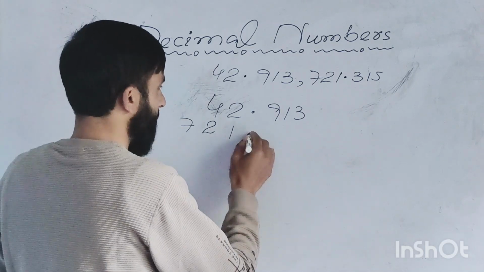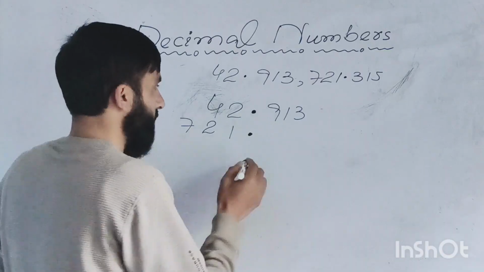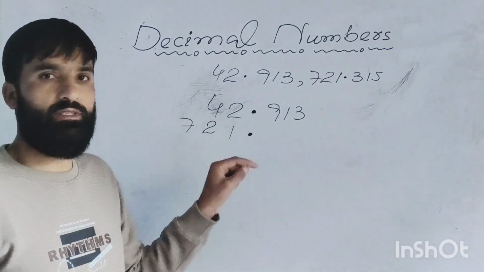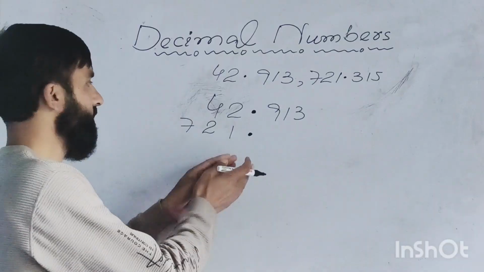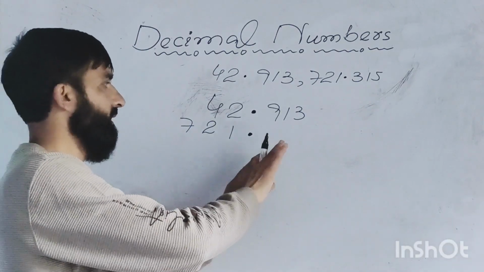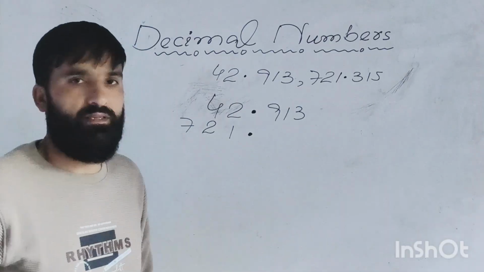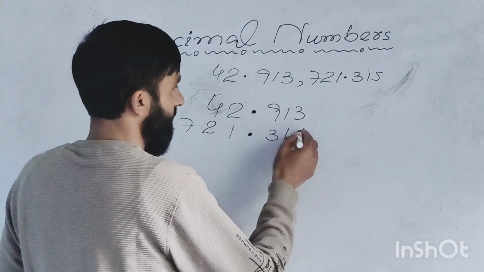Now the point and point, this is the important thing. You have to align the two points. This is very important. Align the two points. And then write the whole number digits on the left side and write the fractional part digits on the right side. Okay, so here it is 3, it's 1, it's 5.